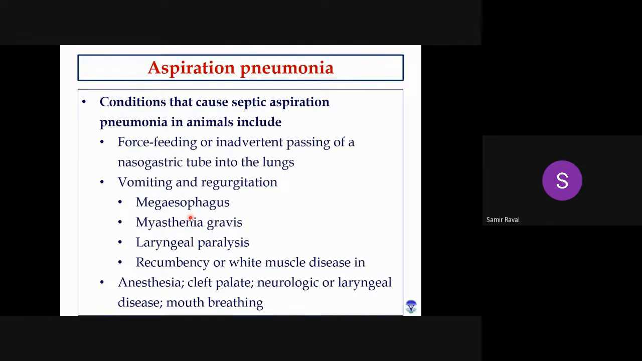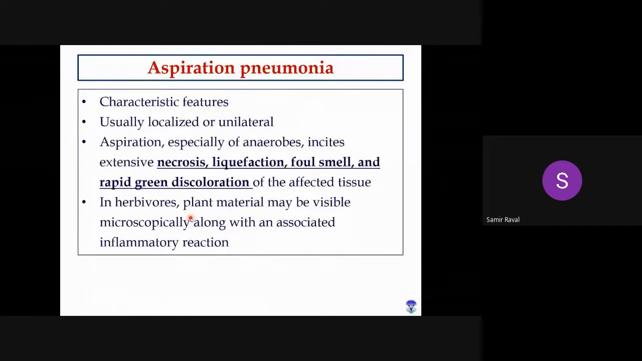So many a time during mouth breathing, feed will enter into the trachea, and they are responsible for development of aspiration pneumonia. Okay, so the characteristic features of aspiration pneumonia are mostly they are localized or unilateral. In majority of the cases, when the quantity is less, only one lung is affected, and depending upon the bacteria which have actually entered into the lungs through these aspirated materials, you will find a variety of changes.